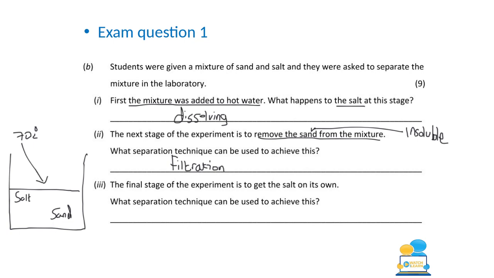The final stage of the experiment is to get the salt on its own. So we've now successfully removed the sand. So I'm going to rub out the sand here. And now we're just left with the salt and water. So how can I successfully just get the salt on my own? I do not want the water to be involved. So what can I do? What separation technique will allow me to just get the salt on its own?